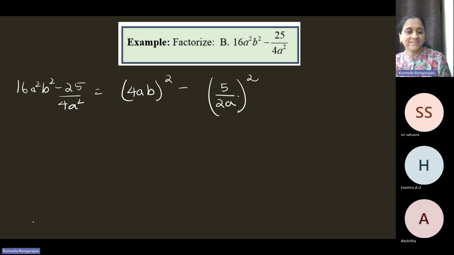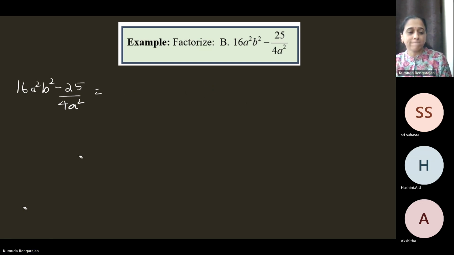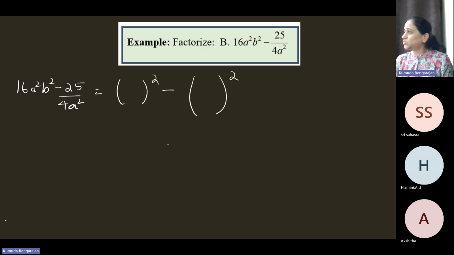Why? What's the problem? One minute. Here there are only 2 terms with a minus, right? So it is of the form x squared minus y squared. So I have put empty brackets. Now fill in the brackets.